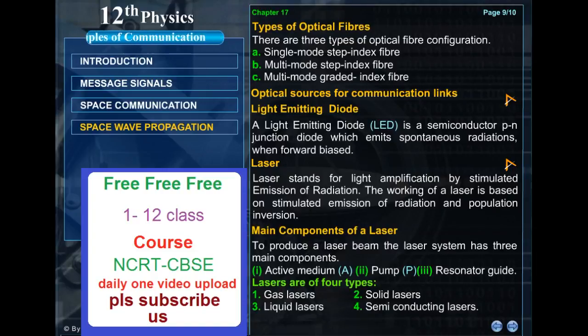Main components of a laser. To produce a laser beam, the laser system has three main components: active medium, pump, resonator. Lasers are of four types: gas lasers, solid lasers, liquid lasers, semiconducting lasers.